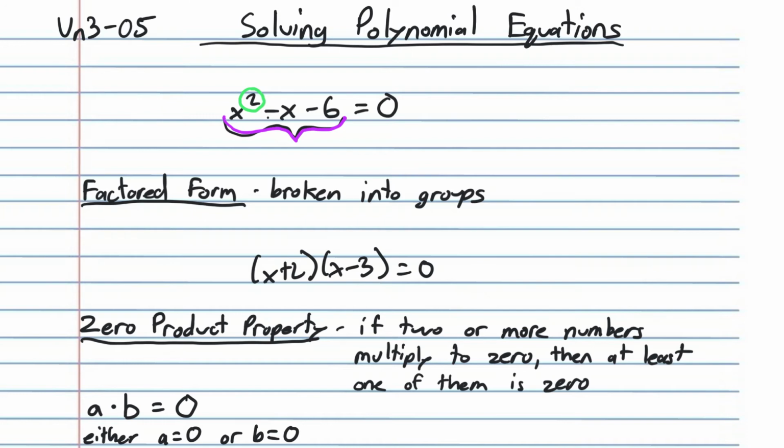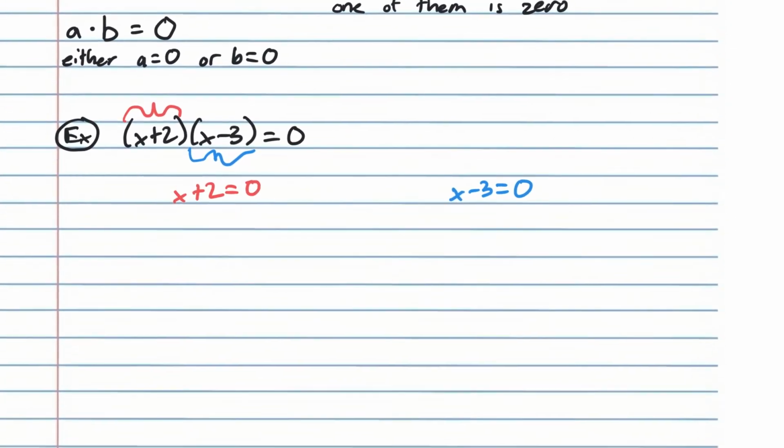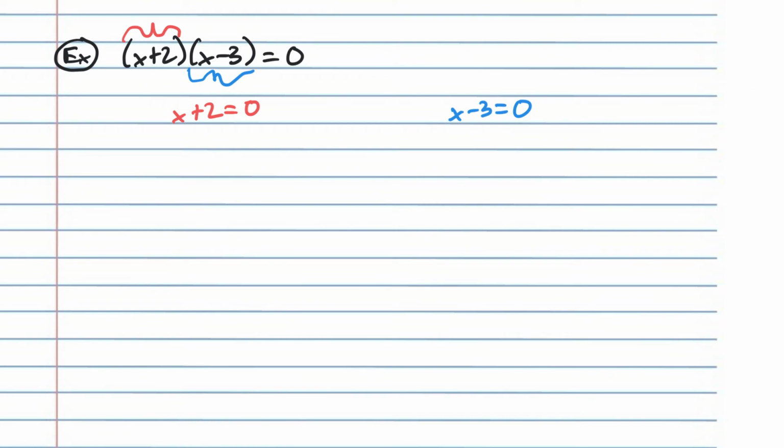If it's a degree 3, we should expect 3 answers, but we'll get into more details later. So we're going to get 2 answers here. Once we've separated this out into its 2 groups, it's actually very, very easy. These two equations separately, everyone should be able to do, no problem.